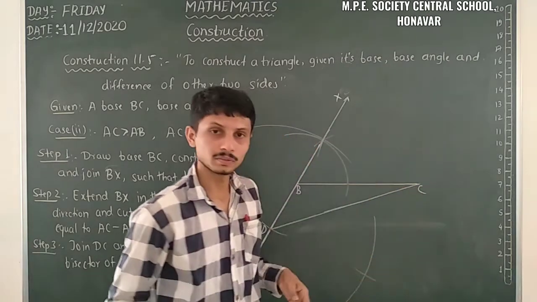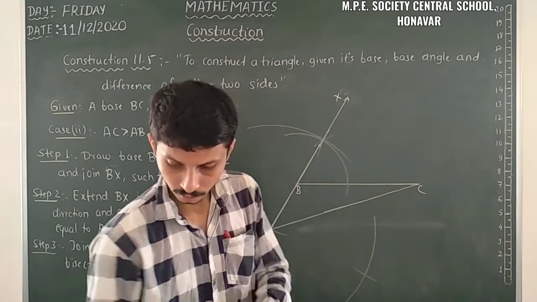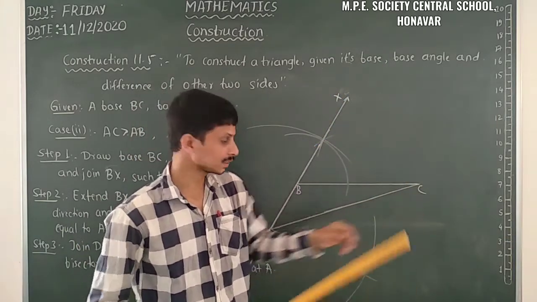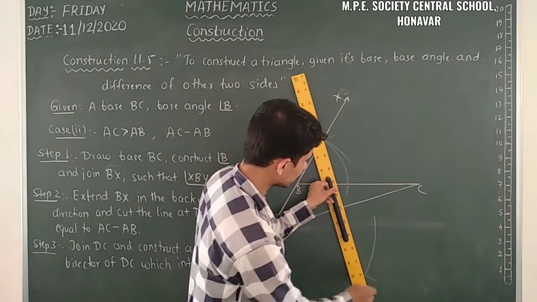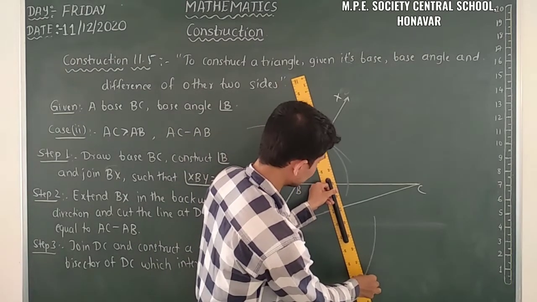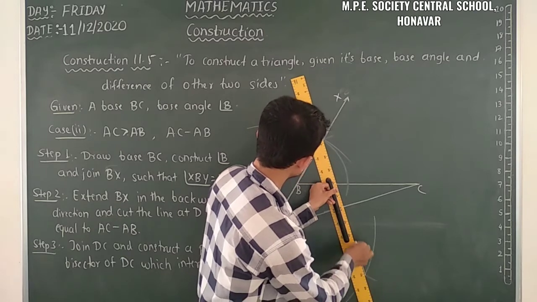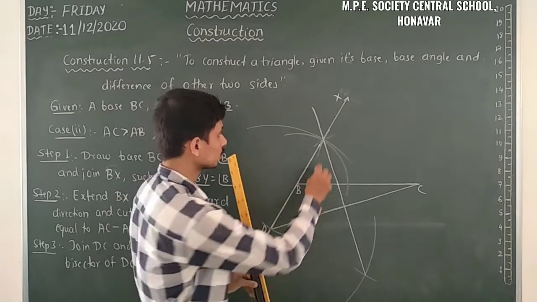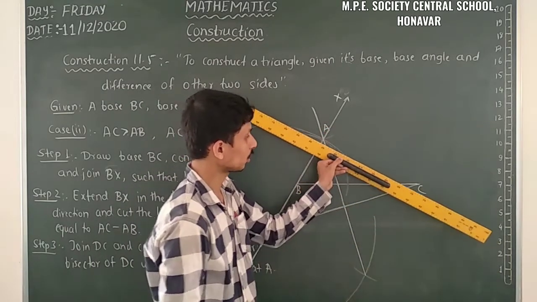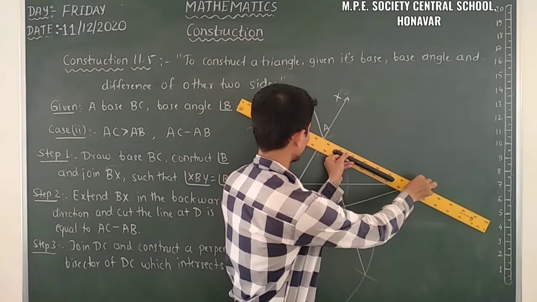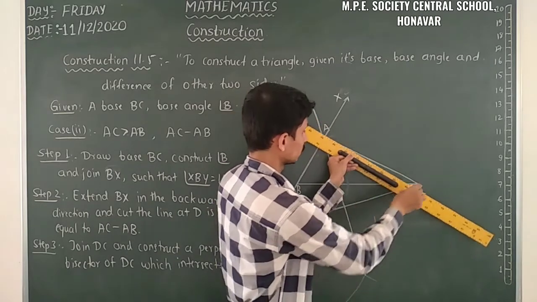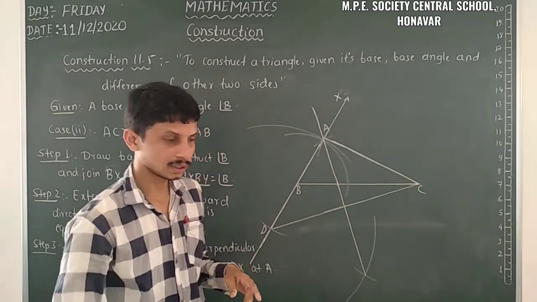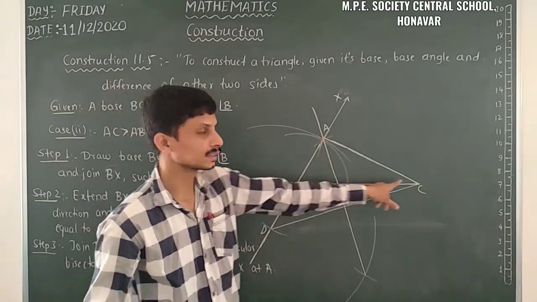Previously we have the arcs, so those arcs we have to cut taking C as a center, and then we have to join the two intersecting points. So here we have the perpendicular bisector. This point is A, then we have to join AC. So here we have the triangle ABC.